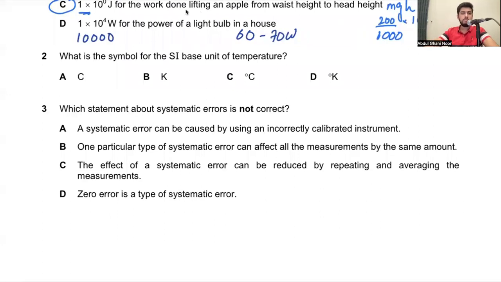Question 2 says, what is the symbol for the SI base unit of temperature? So temperature is measured in Kelvin. The SI base unit is Kelvin. And the answer is B. It's not degree Kelvin. It's just Kelvin.